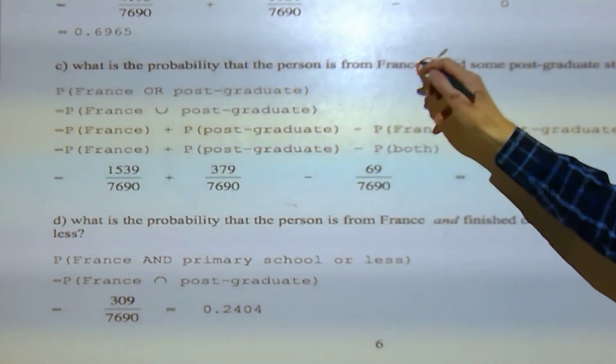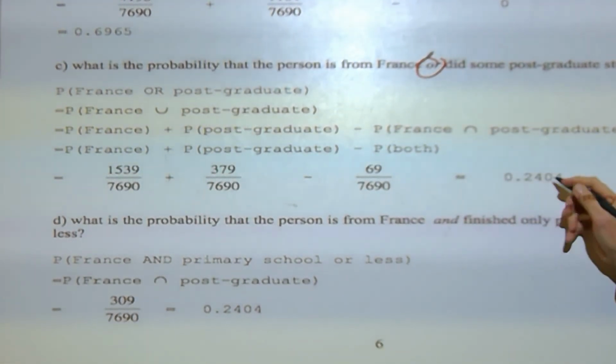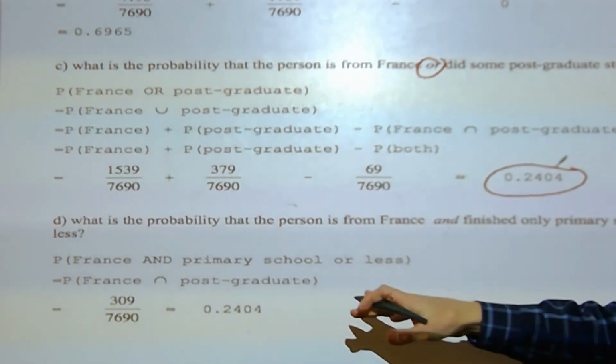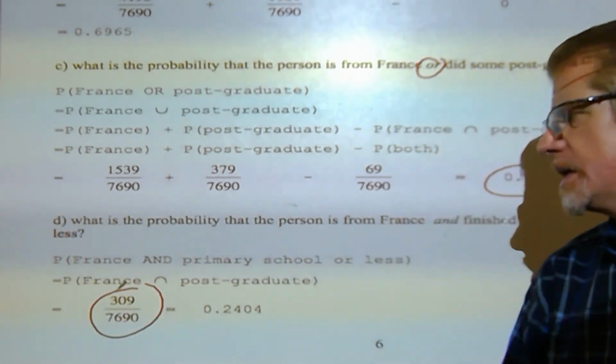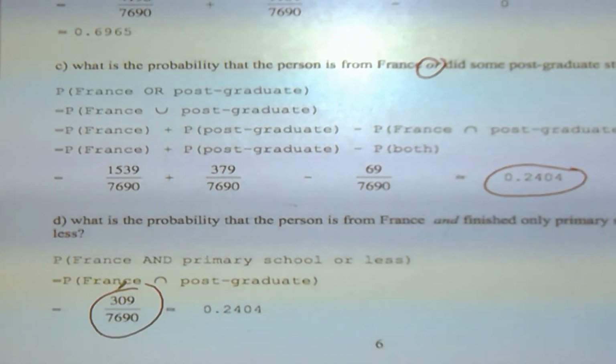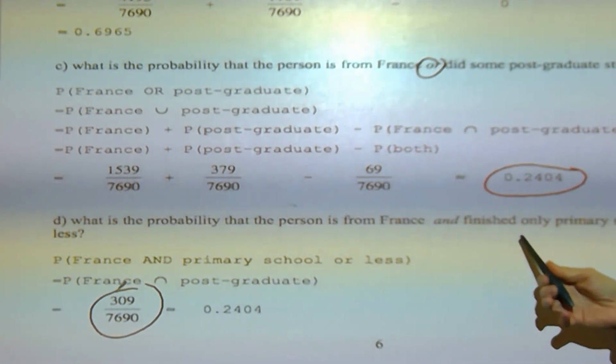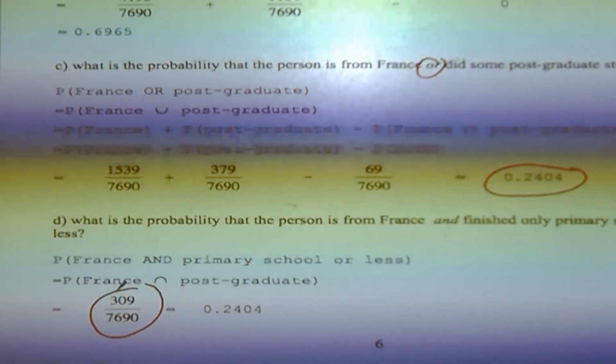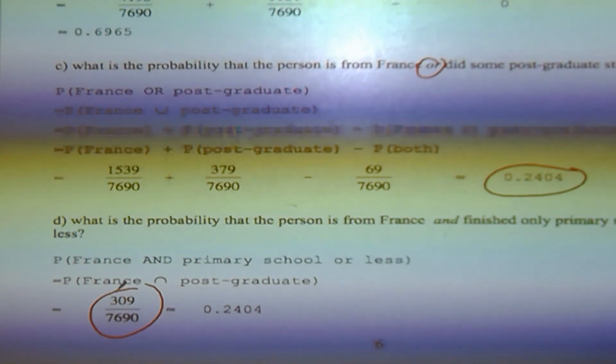Okay, as we were looking at the OR problem, you had to subtract the football to get 0.2404. For the AND problem, it's just one cell. You just had to pick out one cell in the table that showed the overlap between France and Finnish-only primary school. So I hope you enjoy your weekend. We'll see you on Monday.